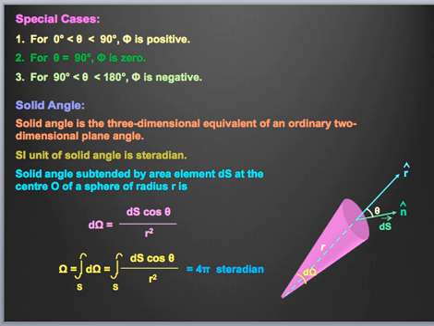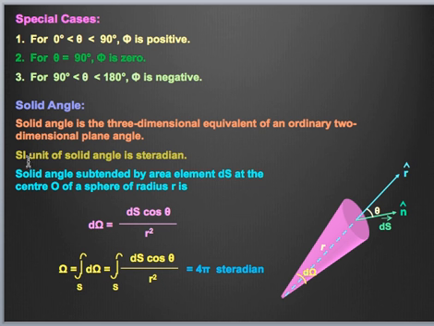Now we will discuss the solid angle. What is solid angle? Solid angle is the angle subtended by a surface at a point. For example, this is the angle subtended by a surface at a point. This one is the solid angle, d omega. As defined, it is the three-dimensional analog of the two-dimensional angle.